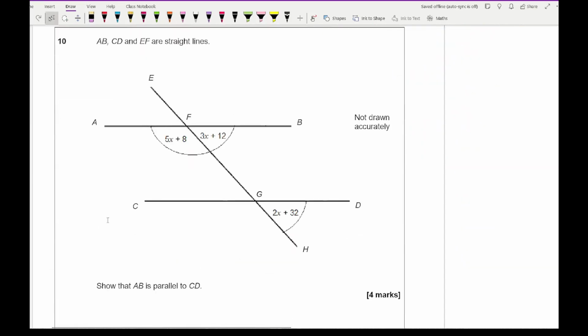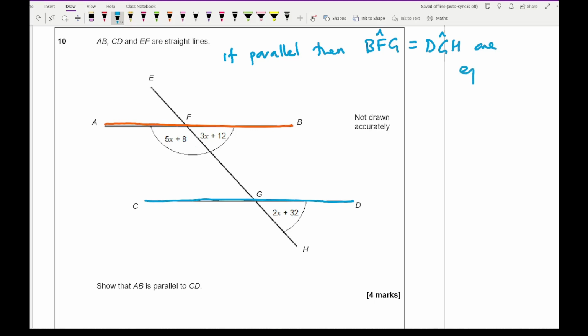Then moving on to question 10, it says A, B, C, D, E, F are straight lines. Show that AB is parallel to CD. So AB is this line here, and CD is this line here. So if parallel, then angle BFG, shout out to Rodol, and DGH are going to be equal. And the reason for that is because they're corresponding.